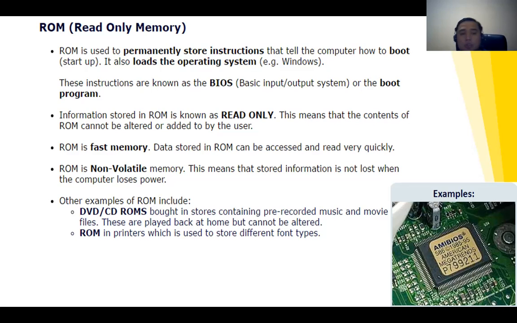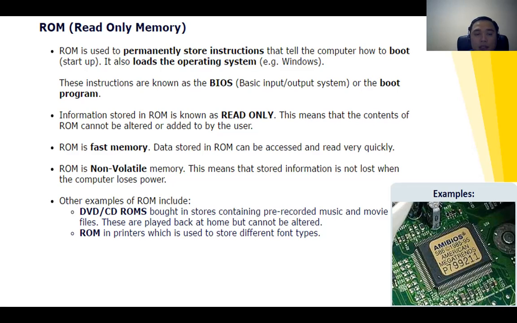Information stored in ROM is known as read-only. This means that the contents of a ROM cannot be altered or added to by the user. ROM is fast memory. Data stored in ROM can be accessed and read very quickly. ROM is non-volatile memory. This means that stored information is not lost when the computer loses power.